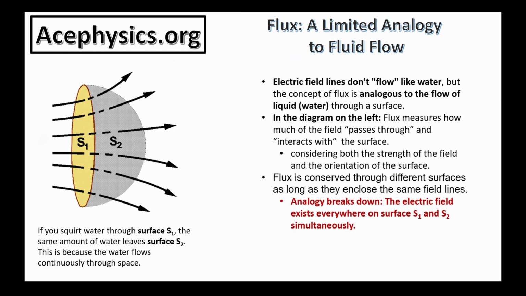Electric field lines don't flow like water, but we can think of flux as a measure of how much of the field interacts with a surface. Imagine water passing through surface 1 and surface 2 in this diagram. The amount that goes in must come out, as long as the surfaces enclose the same field lines. But remember, the analogy has limits. Unlike water, the electric field is everywhere on both surfaces simultaneously.